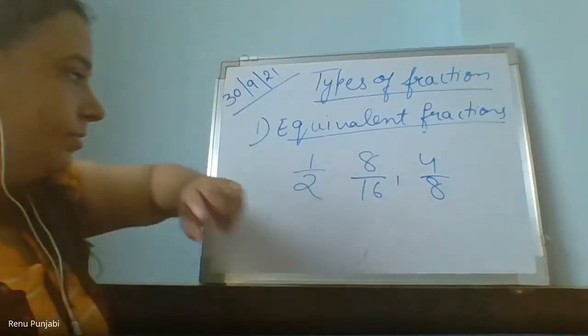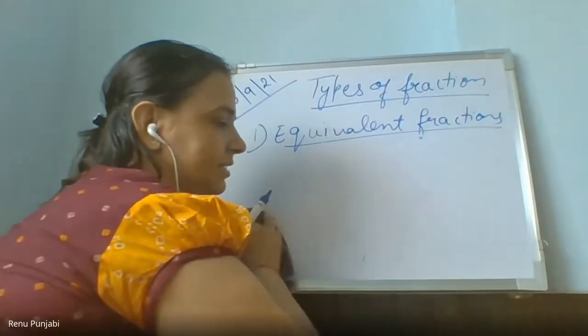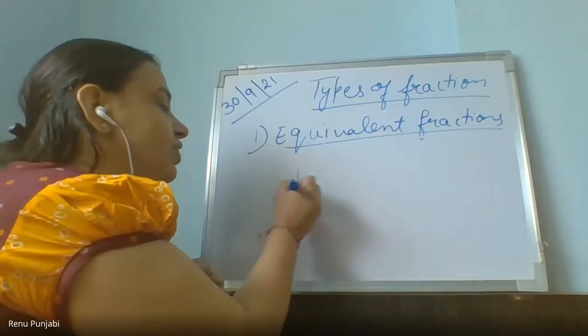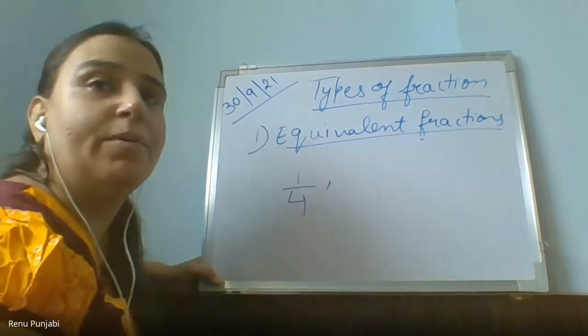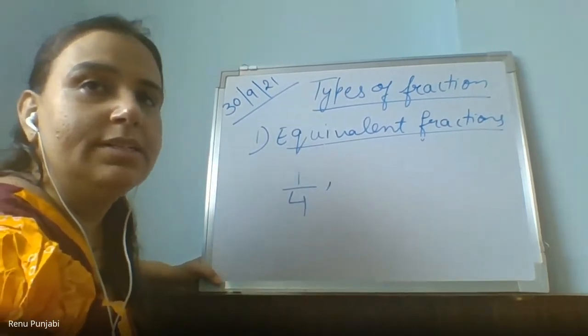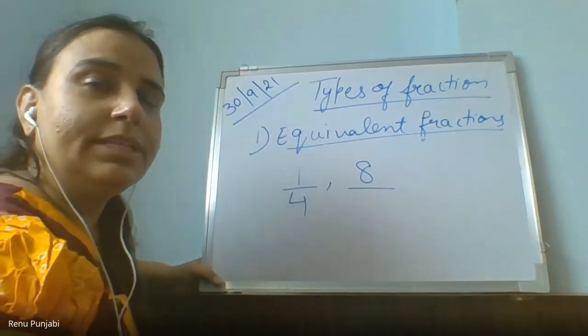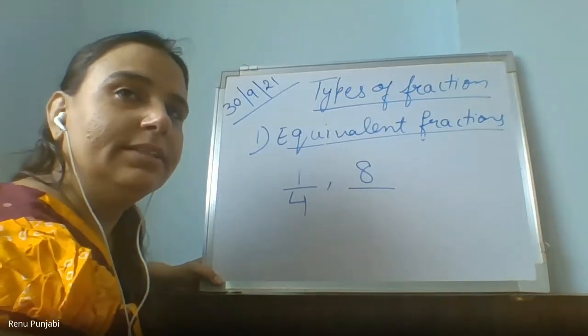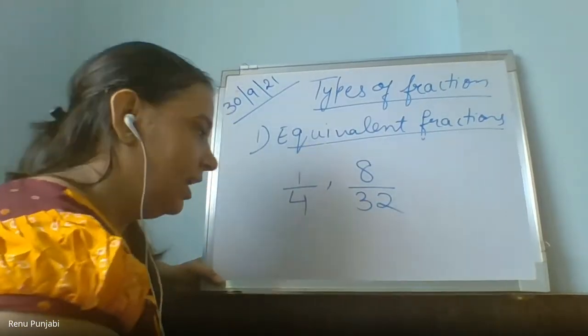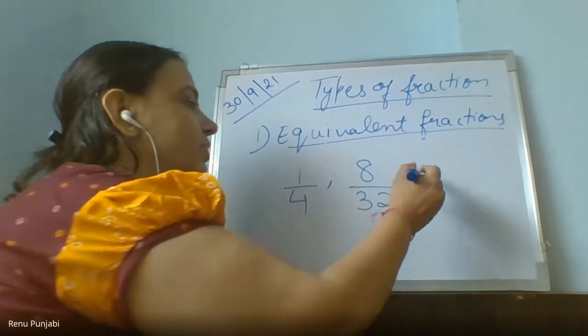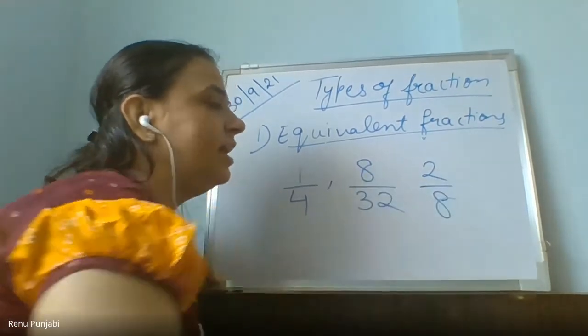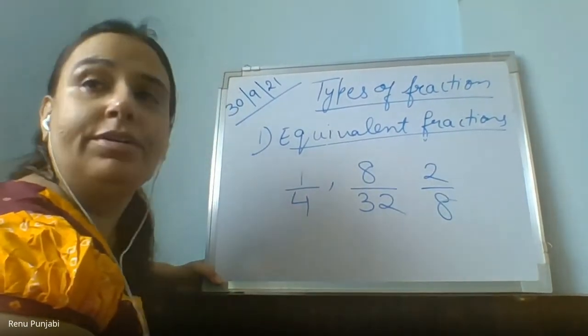Ma'am, I have a doubt. Yes, please ask. How to find them? Suppose I am giving you to find more equivalent fractions of 1 upon 4, how will you find? 8 upon, tell me. Ma'am, can I say? Yes, say. 32. Yes. And 2 upon 8 is also equivalent to 1 upon 4.